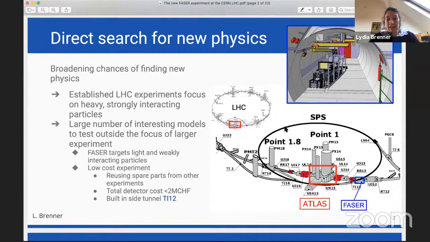So it's built in a side tunnel, which is called TI-12. So if you have the main ring of the LHC, on one side you have the ATLAS experiment, which is one of the 4 main experiments. And in one of the service tunnels near there, you can find the FASER experiment installed.